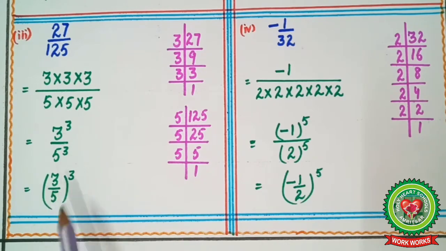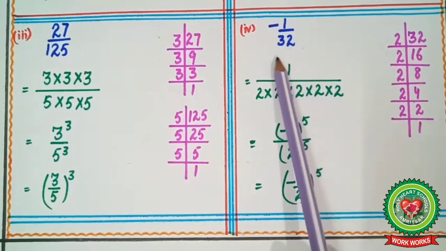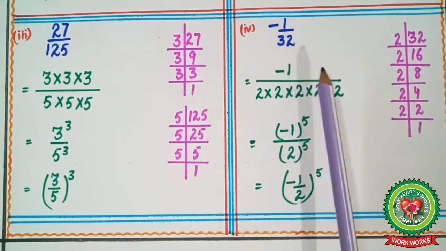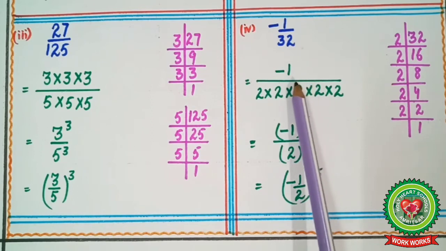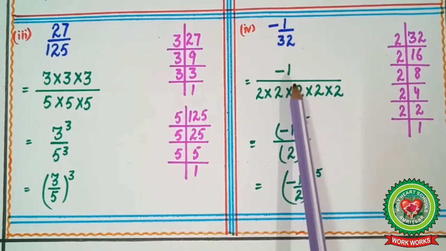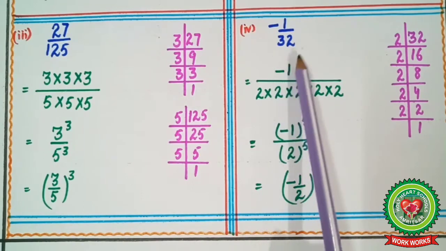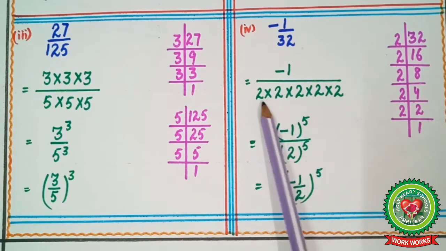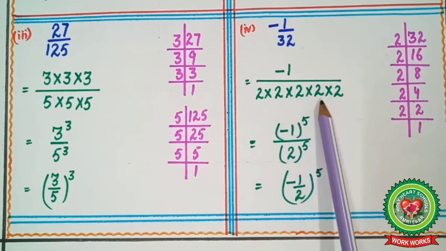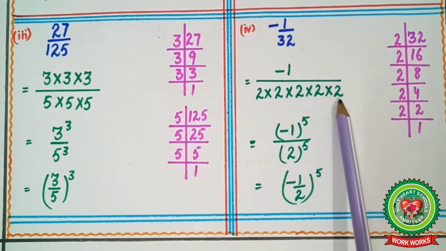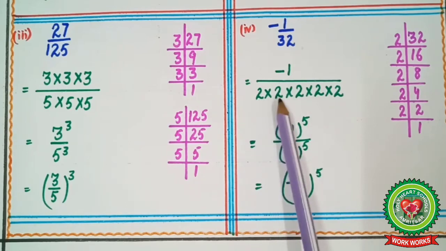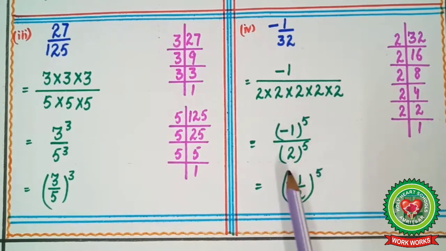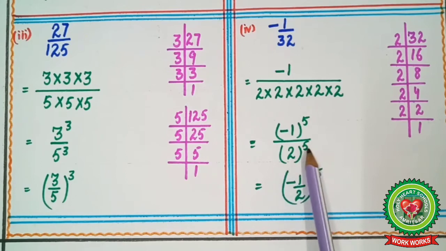Clear? Next question, the fourth question, is minus 1 upon 32. Here minus 1 will remain minus 1, right? Down you are having 32, so you have to find the product form for 32. You get the factors of 32 like this, 2 multiplied by 2, multiplied by 2, multiplied by 2 and multiplied by 2. Now 2 is getting multiplied how many times? 1, 2, 3, 4, 5. So you will write down 2 raised to power 5, right?